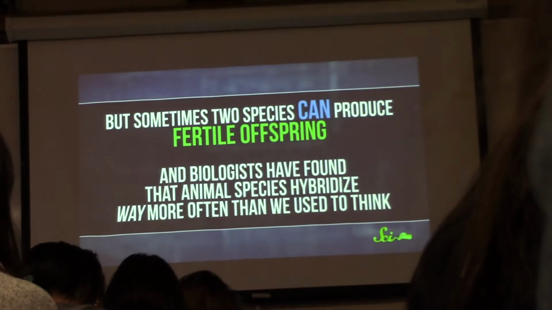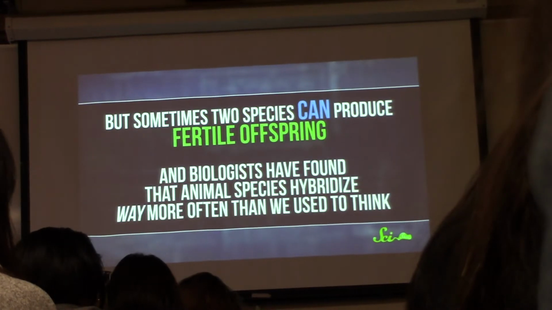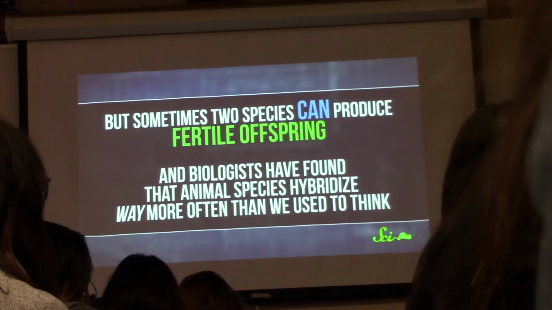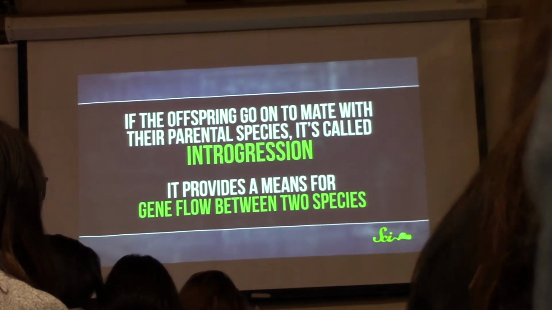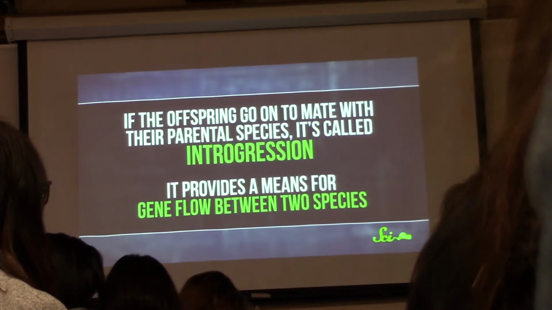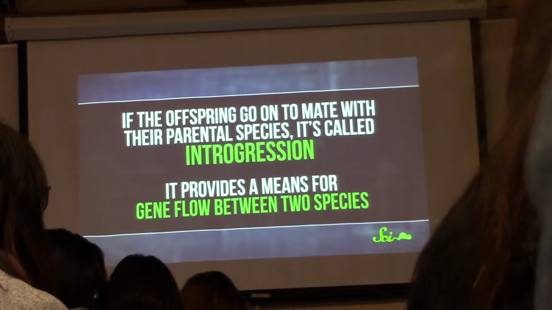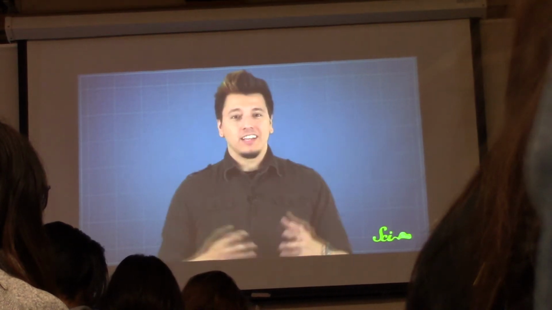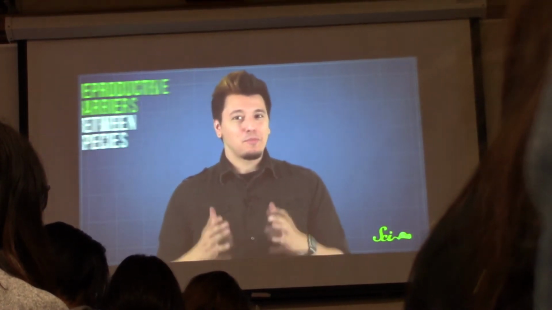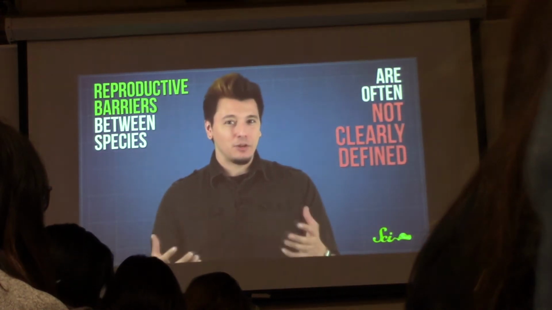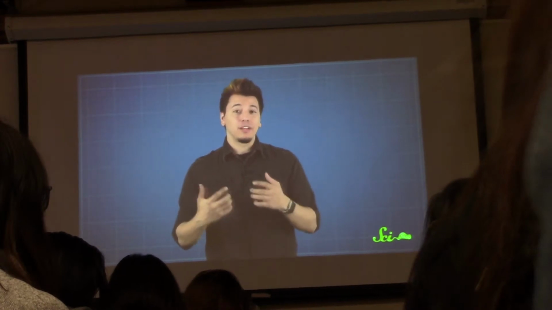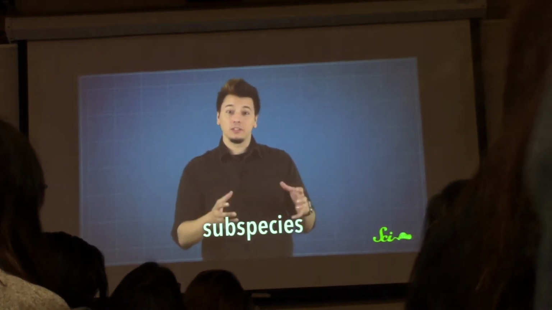But sometimes, two species can produce fertile offspring. And biologists have found that animal species hybridize way more often than we used to think. If the offspring go on to mate with their parental species, it's called introgression. It provides a means for gene flow between two species, meaning their gene pools aren't totally isolated. So does that mean that you have to revoke their status as separate species? Scientists haven't settled that question yet, but some think the barriers between species are much leakier than the biological species concept allows. Sometimes this leakiness can lead to two groups being classified as subspecies within a single species.